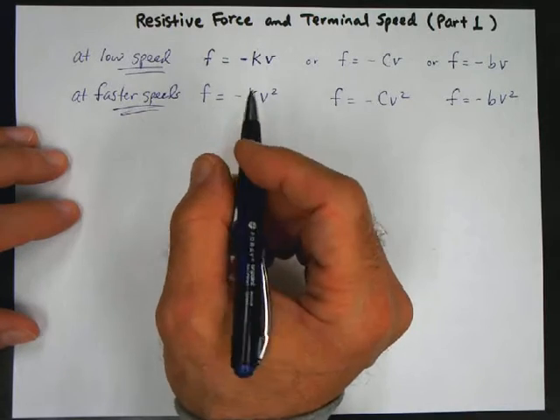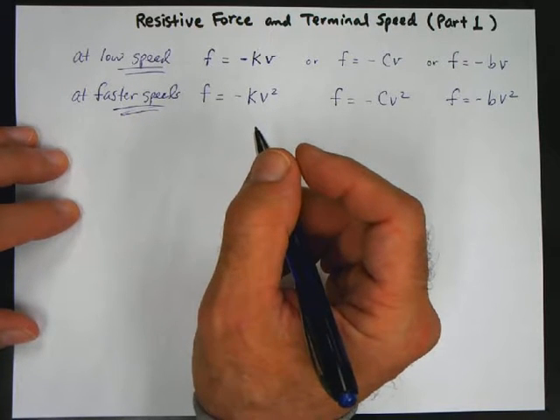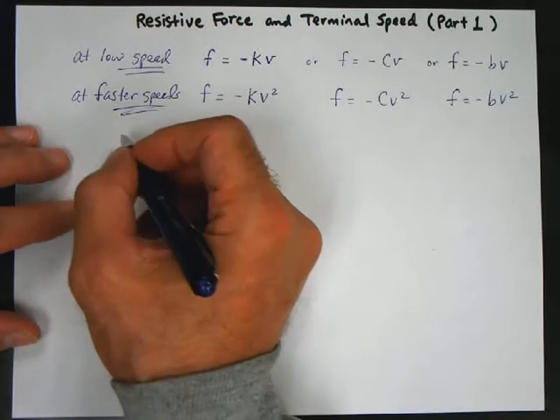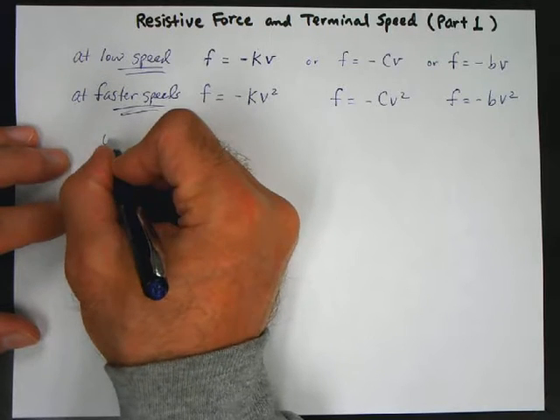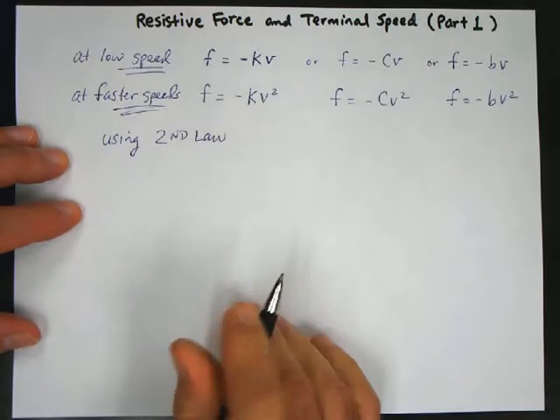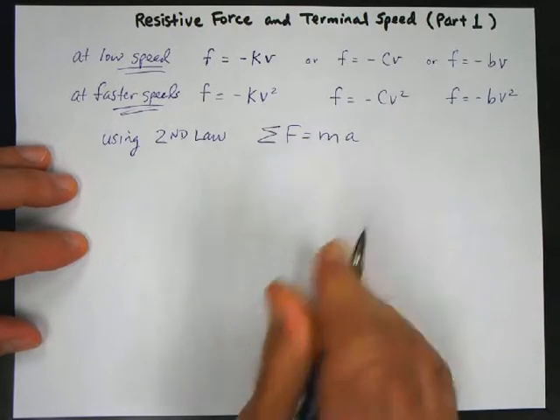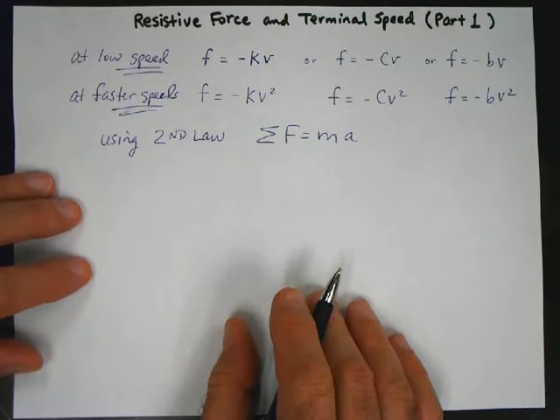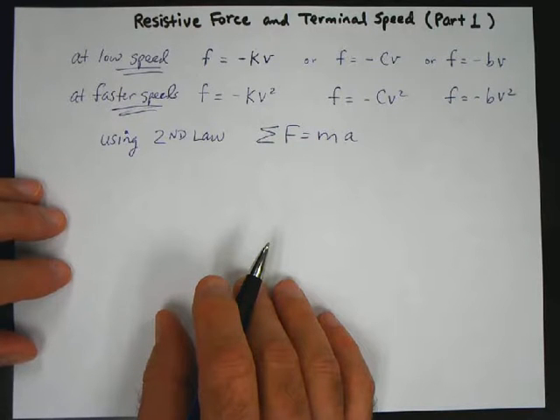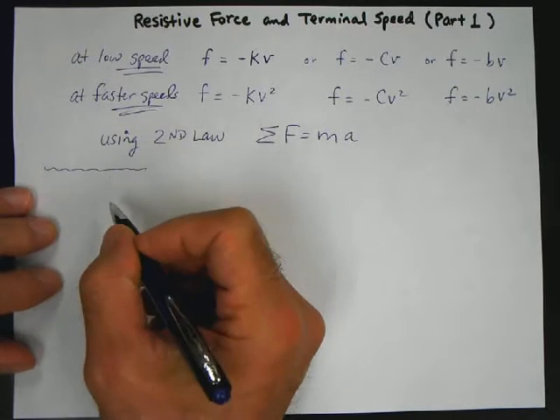Now the problem with dealing with resistive forces is that we can't use Galileo's equations, since the acceleration is not constant. The velocity is going to change. So instead we need to start from square one using Newton's second law. Using the second law, the sum of the forces equals ma, we can come to grips with the problem. And we'll have to use some calculus here.